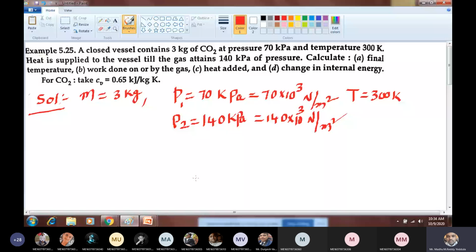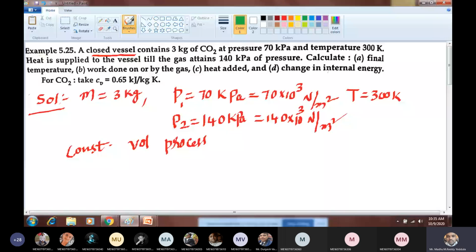Now tell me which type of process this is. This is the data given. So what is meant by a closed vessel? Constant volume. Very good. So a closed vessel means it is a constant volume process. Now what is being asked? Calculate first the final temperature.